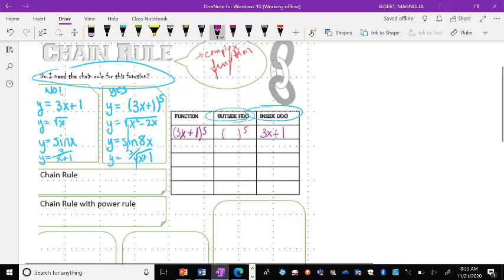Here, if we have the square root of x squared minus 2x, the outside function is the square root. Inside is x squared minus 2x. You get the idea that the outside is the outside and the inside is the inside. The sine of 8x is a little bit different. The outside function is actually the sine. The inside function is the angle 8x.